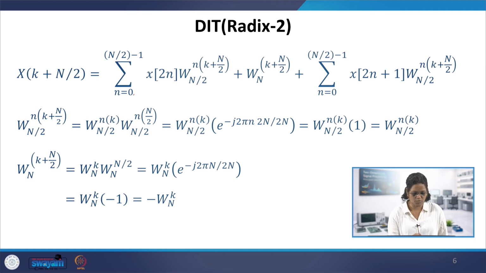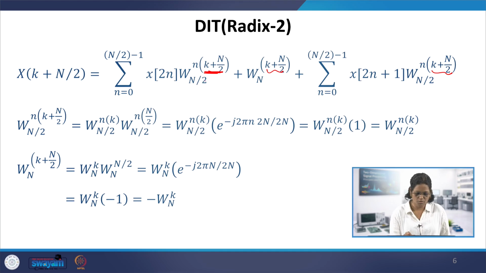Okay, in that case what we get is 2n, and now k is replaced everywhere by k plus N by 2. We see in the previous case k plus N by 2, and this is k plus N by 2 again. So the rest of them remain the same, and this k is also replaced with k plus N by 2. So how can we simplify these terms further?